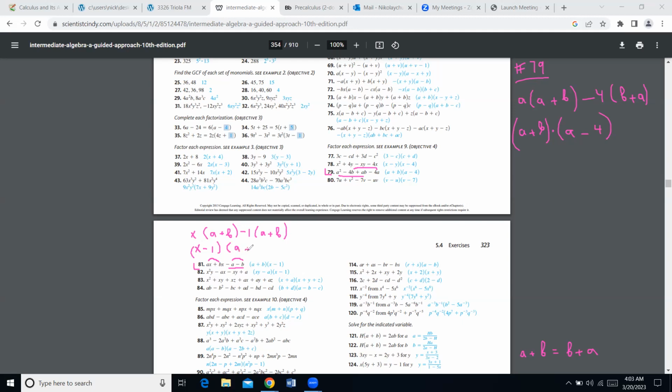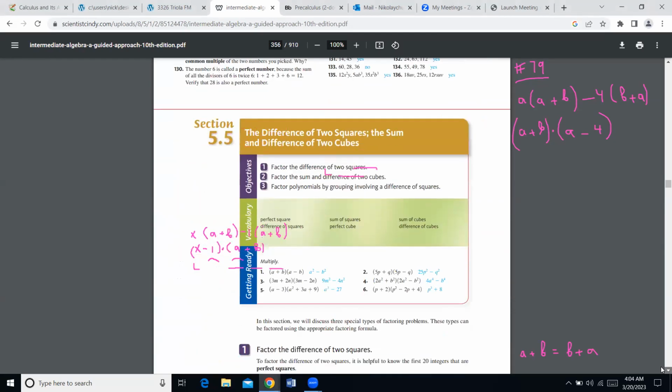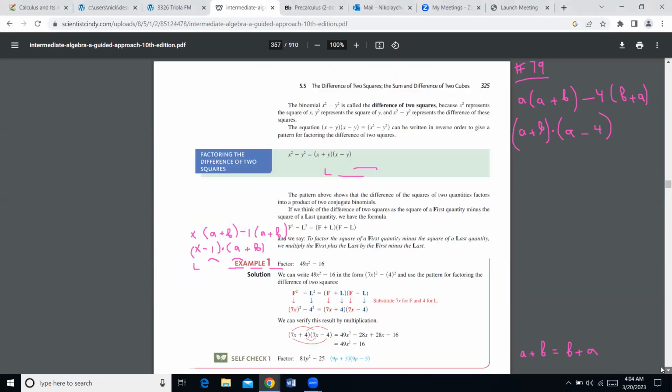And again, the good thing about this book that we have is answers right next to the exercise. So you can see they wrote it as A plus B times X minus 1. And it's the same thing, because when we multiply, we can multiply it one way or the other way. It doesn't really matter. So group and take out what's in common to produce the same parentheses.